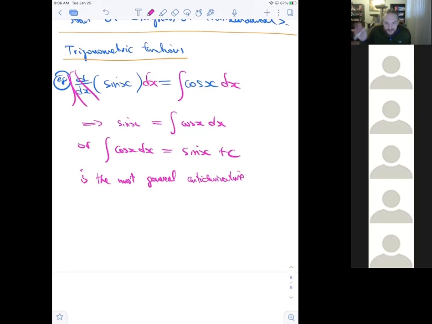So because I know the derivative of sine, I know the integral of cos is what we're getting at. The integral of cos x dx is equal to sine x plus c.